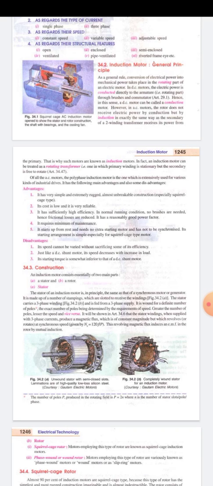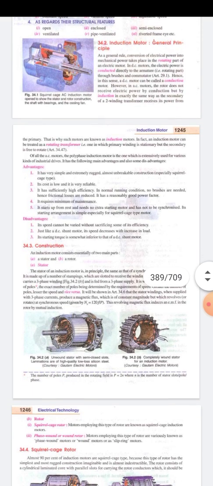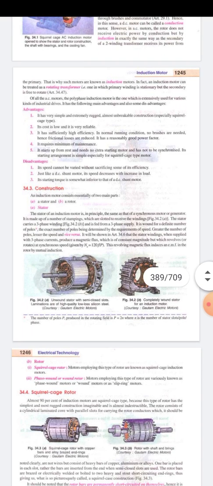As a general rule, conversion of electric power into mechanical power takes place in the rotating part of the electric motor. In DC motors, the electric power is conducted directly to the armature through brushes and commutator. Hence, in this sense, DC motor can be called a conduction motor. However, in AC motors, the rotor does not receive electric power by conduction but by induction, in exactly the same way the secondary of a two winding transformer receives its power from the primary. This is why such motors are known as induction motors.